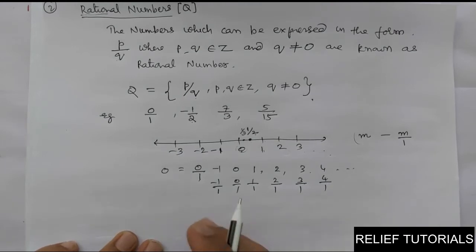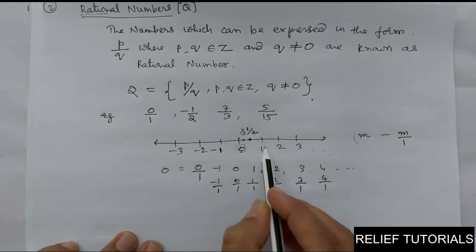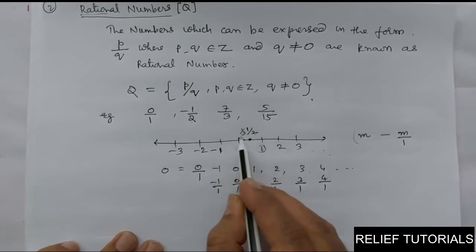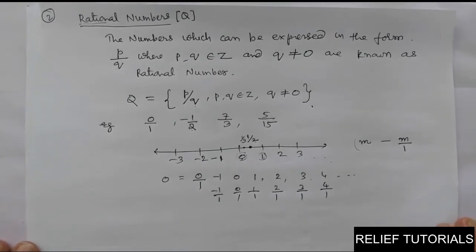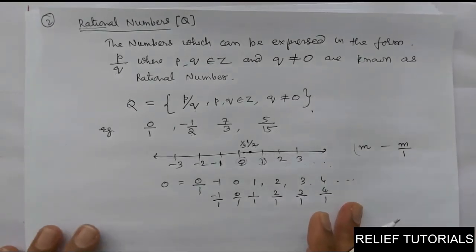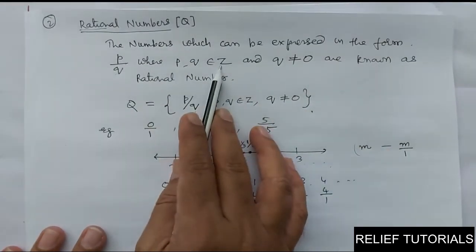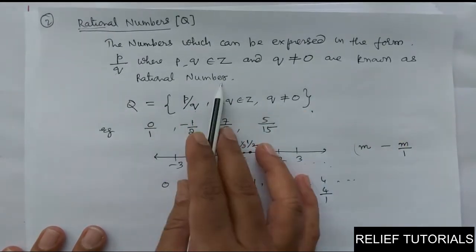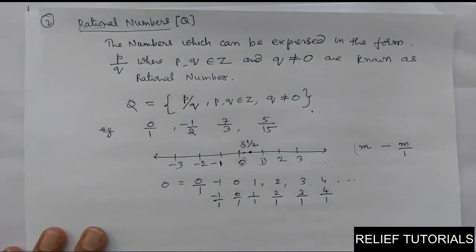Clear? So I can say there are infinitely many rational numbers between any two given rational numbers. See, 0 is a rational number, 1 is a rational number. In between 0 and 1 there are infinitely many rational numbers. Again we will discuss in detail, but at this moment you should know what rational numbers are. So the numbers which can be expressed in the form p by q, where p and q belong to Z and q is not equal to 0, are known as rational numbers. And generally p and q are co-primes. Prime number means which has only two factors, 1 and itself. Okay, so that we will discuss now.